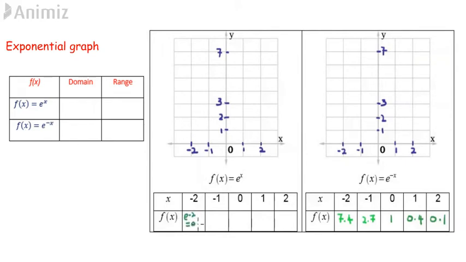e raised to the power negative 2 is 0.1. e raised to the power negative 1 is 0.4. e raised to the power 0 is 1. e raised to the power 1 is 2.7. e raised to the power 2 is 7.4.